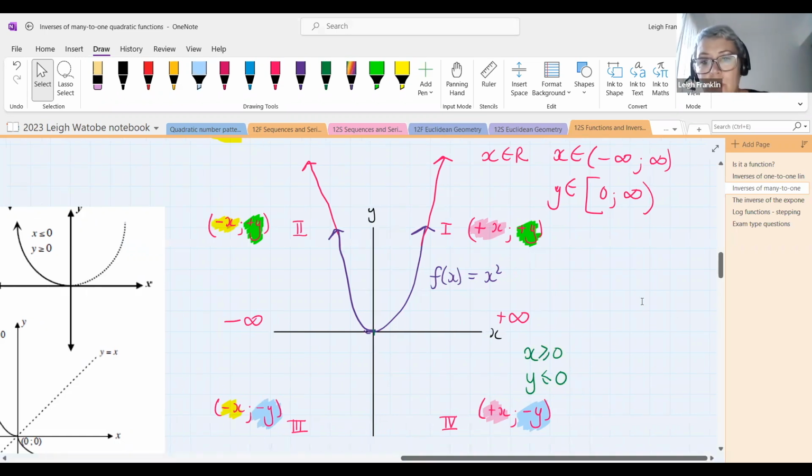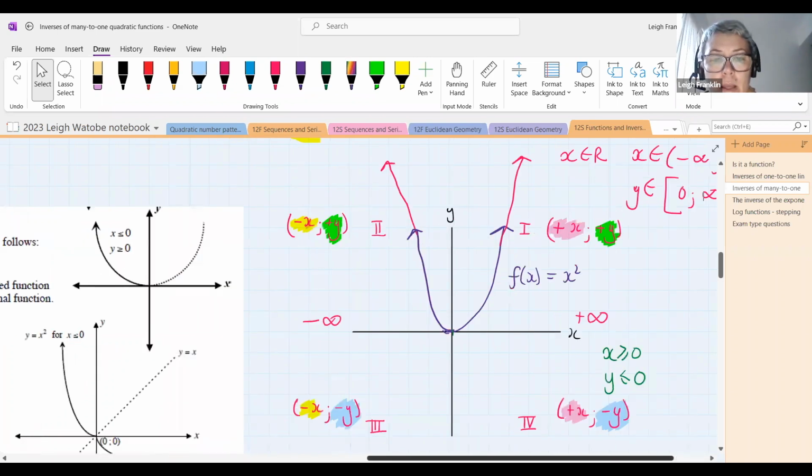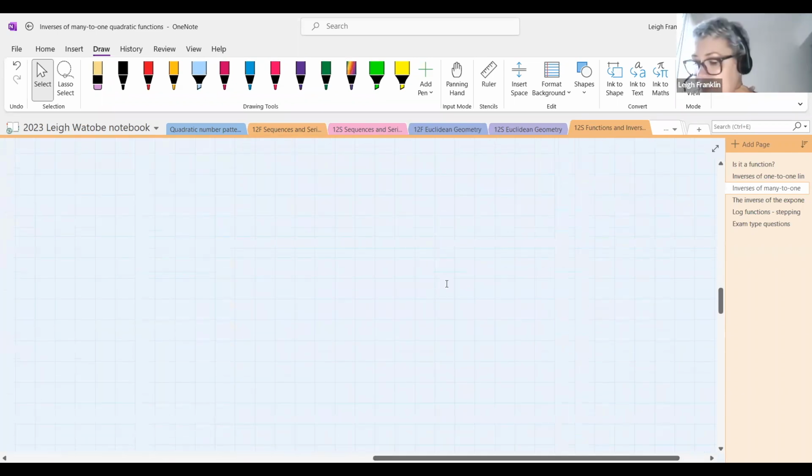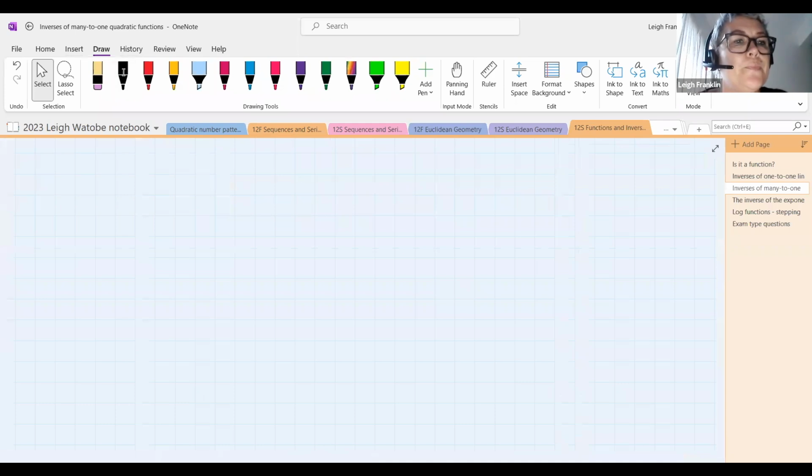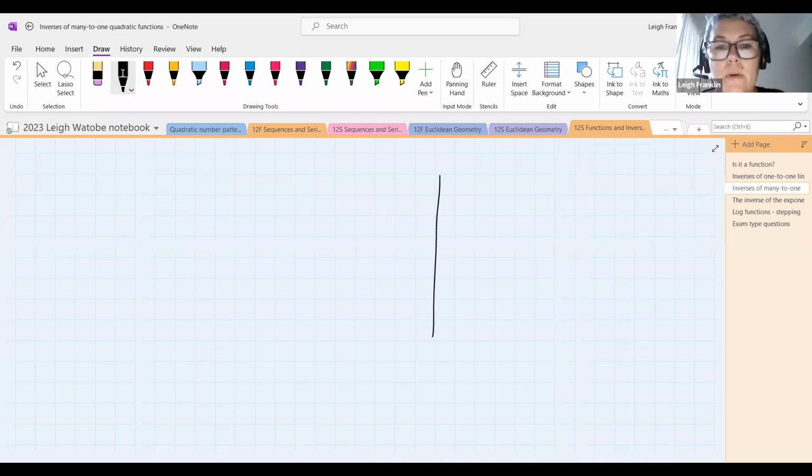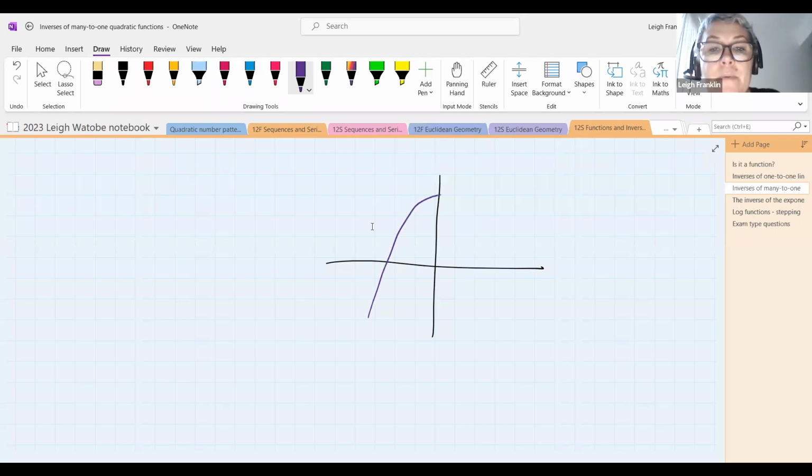Let me just move over to the right-hand side. I don't know if I can move any more to the right-hand side. I think I've used up what I can. Let's draw a different graph. I'm going to draw another parabola, but this parabola is going to be a sad face parabola.